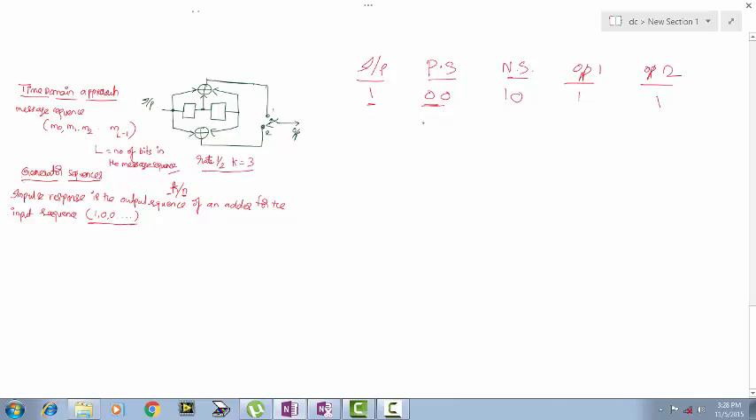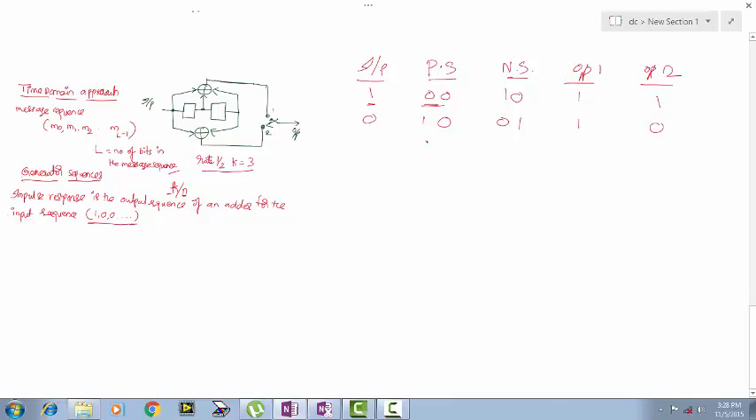Now, as we said, the input sequence has to be 1, 0, 0. The second bit is 0. Now the state is 1, 0. So now the first output is 1, second output is 0. So next state will be 0, 1.